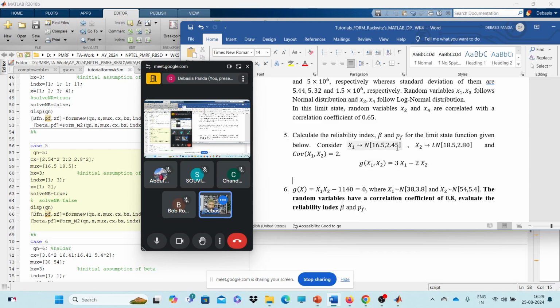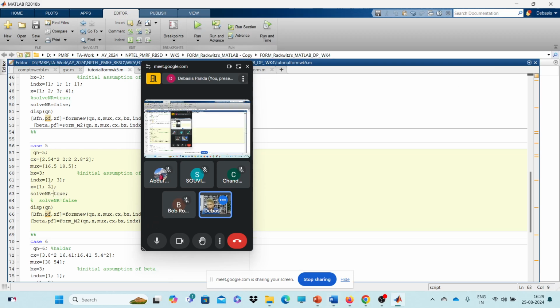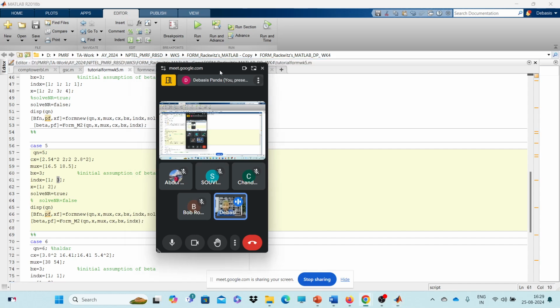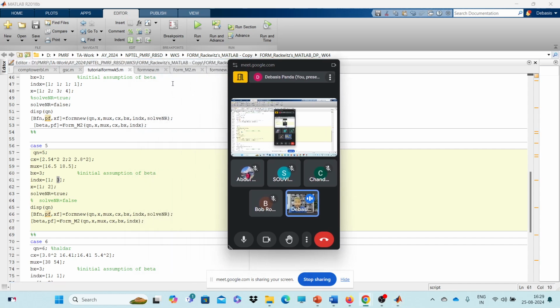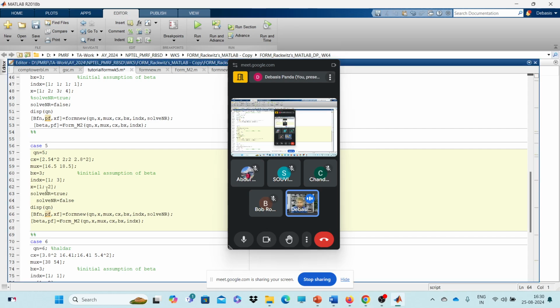Now look at the index here. One variable is normal, one is log normal. So for the log normal case, we need to provide the index as 3. Why 3? Because in our equinorm file, we have put the index 3 for the log normal case. Now let's solve using both the Rackwitz and Rackwitz-Fiessler algorithms. Now we are set to go. Now call the function.